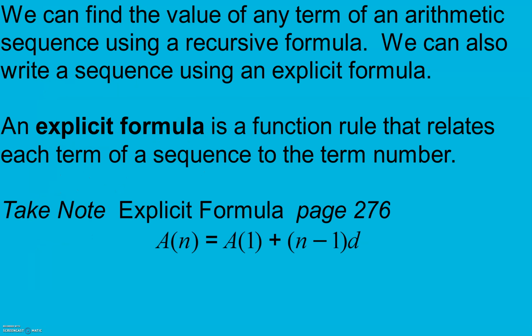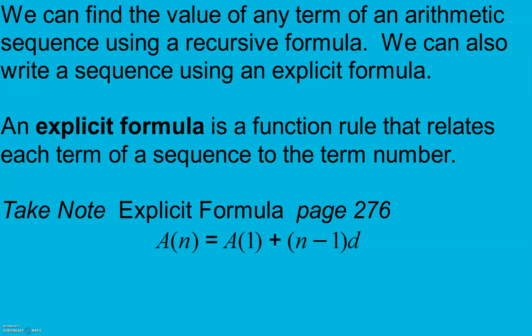Now adding our common difference every time worked fine when all we were finding was the 9th term, but if we wanted to find the 90th term, that gets pretty tiring pretty quickly. So we can find the value of any term of an arithmetic sequence using a recursive formula, but we can also write the sequence using an explicit formula, which is going to make it a whole lot faster and easier. So an explicit formula is a function rule that relates each term of a sequence to its term number, and they have this on page 276 in your book.